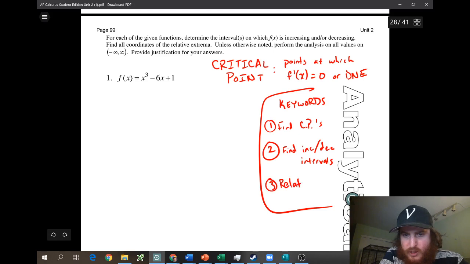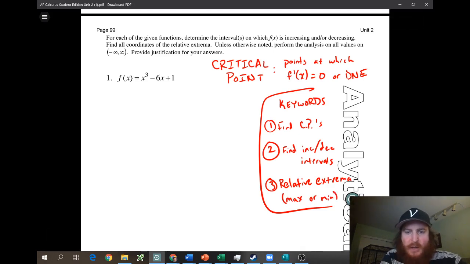An extrema is either a maximum or a minimum. So when we see the word extrema, it means a max or a min, asking us to solve for both. If they say find the relative max, you're only looking for the max. If they say the relative min, you're only looking for the min. But if they say extrema, you're looking for both. That's what we need to know going into this.